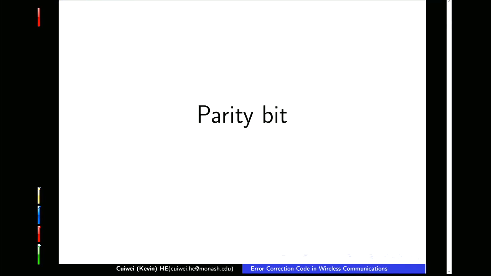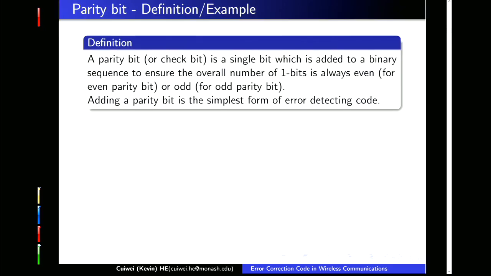So we go to the first topic, the parity bit. As I explained before, the parity bit is one of the simplest ways of doing error detection. It's only for error detection. Here's the definition: a parity bit is just a single bit added to the binary sequence to make sure the overall number of ones in the sequence is even for even parity and odd for odd parity. We have to pay attention, there are two different types of parity bit. Even parity makes sure the overall number of ones is even, and odd parity makes sure the overall number of ones is odd.